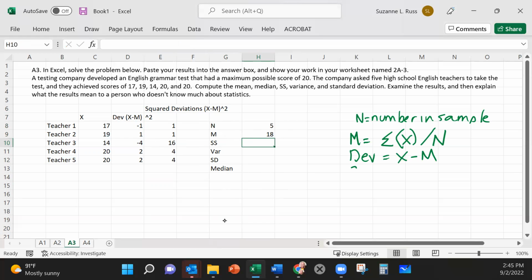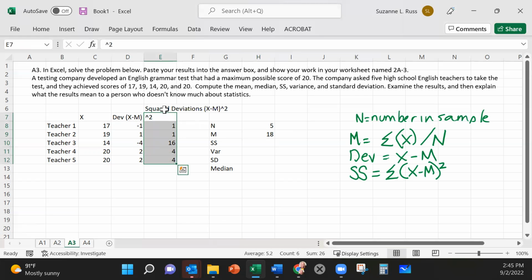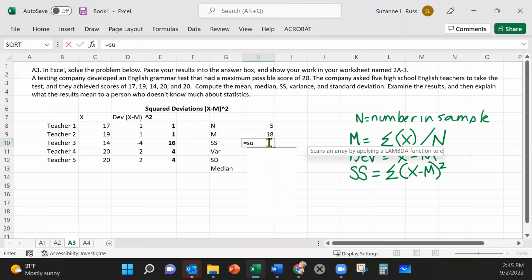So our sum of squared deviations is the sum of all those deviations, x minus m, squared. So we have our column here that will be summing our squared deviations. And let's go ahead and calculate the sum. Equals sum of our squared deviations.